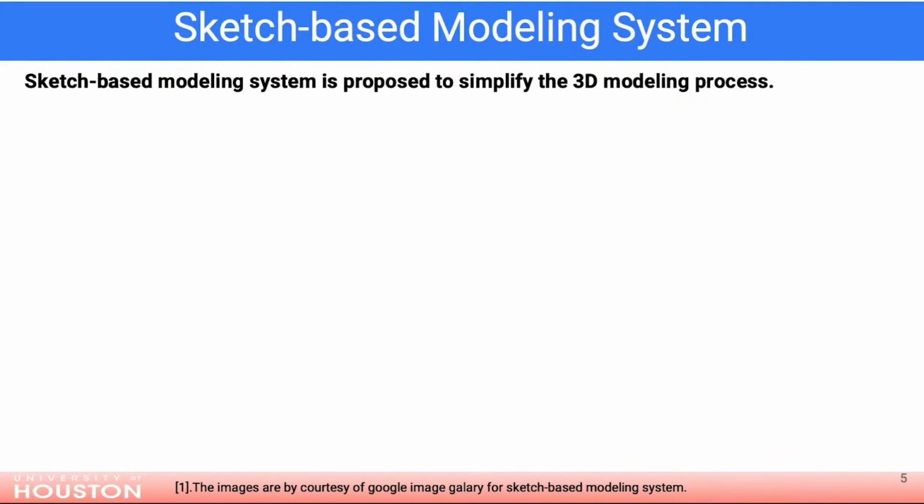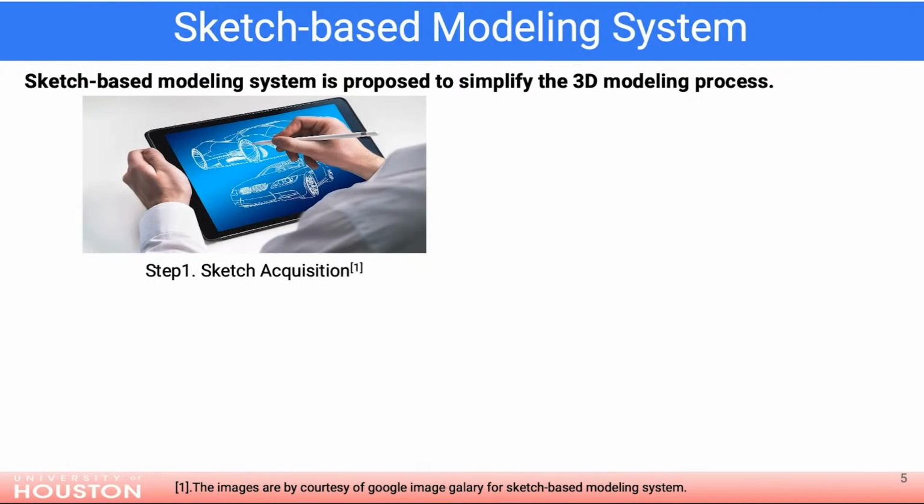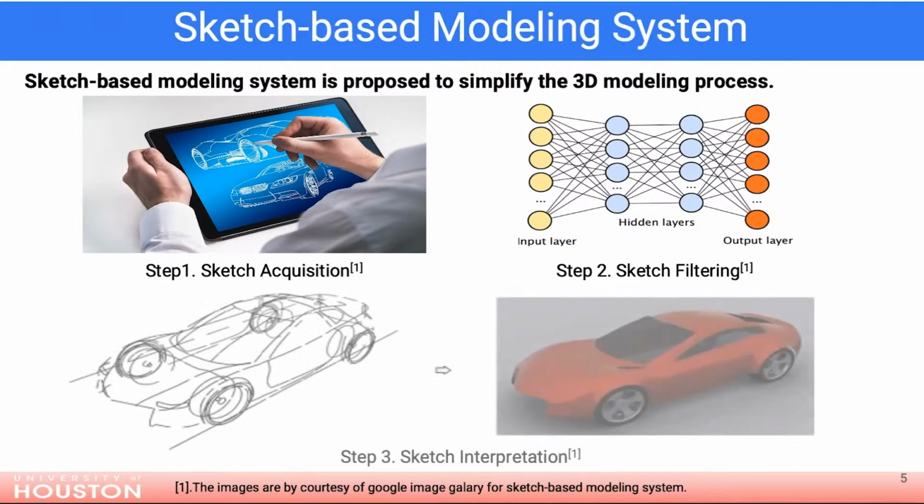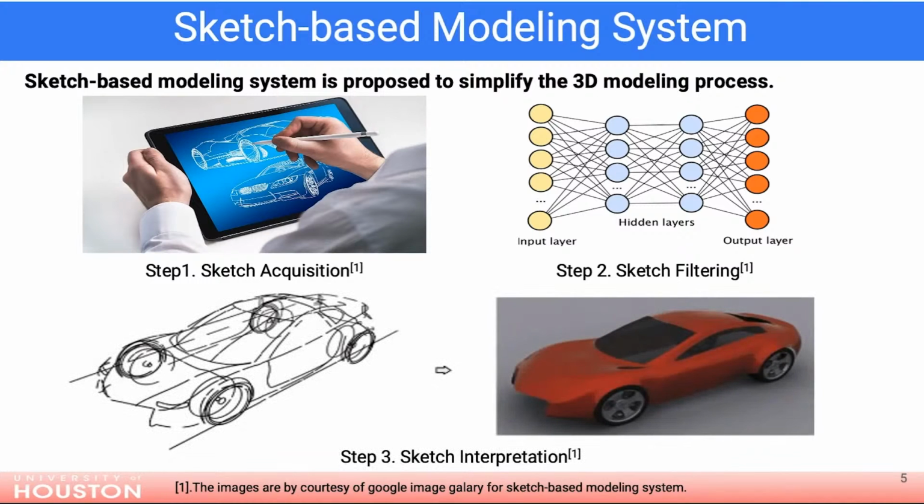Sketch-based modeling systems are proposed to simplify this 3D modeling process. There are 3 steps. First one is sketch acquisition. Tablet is the most popular input device to collect sketches directly. With the development of VR, the VR controller is another functional device to collect sketches. The second is sketch filtering, which is basically extracting sketch features. Those features are then used to generate the 3D model. Deep learning frameworks are widely used in the feature extraction area and have proven to have a great effect. The final step is sketch interpretation, which is generating the 3D model based on the extracted 2D sketch features.